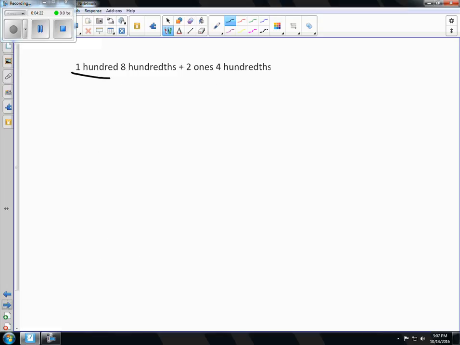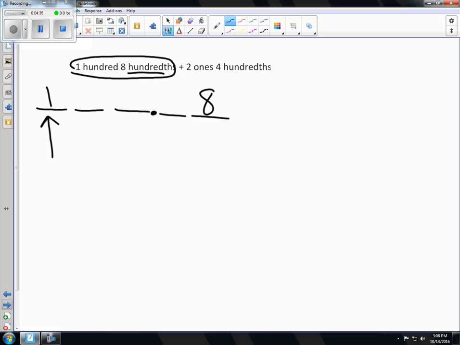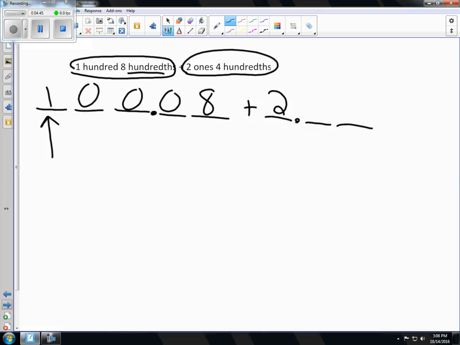Here we have 100 and 8/100ths. So here's the hundredths place all the way out here. And I have 1 in the hundredths place. And I'm going to the hundredths, and I have an 8 in the hundredths place. Everything else gets filled in with a 0. And now I'm adding it to this number out here that has a ones all the way out to the hundredths. 2 ones, 4 hundredths, and I fill in my placeholder with a 0.